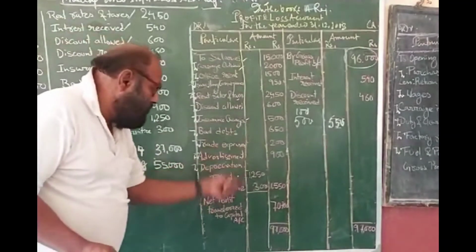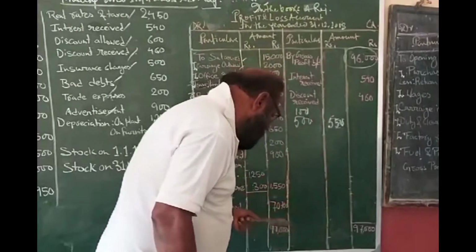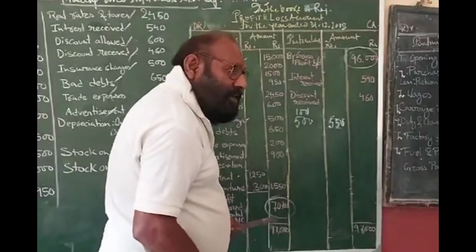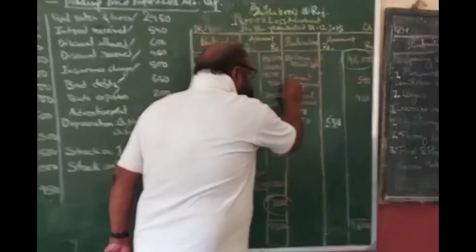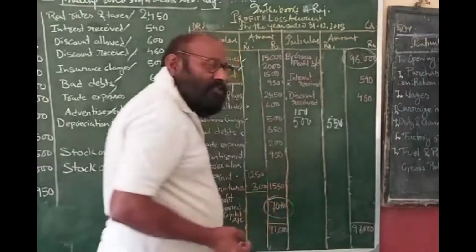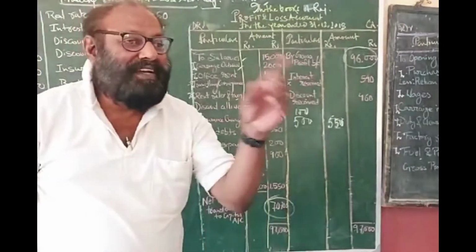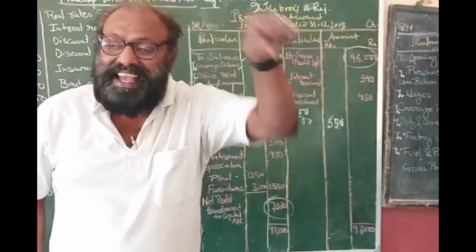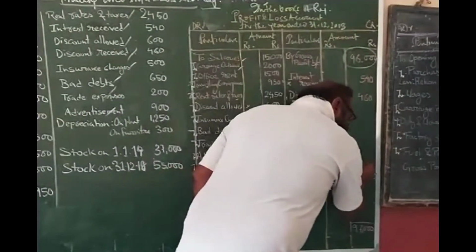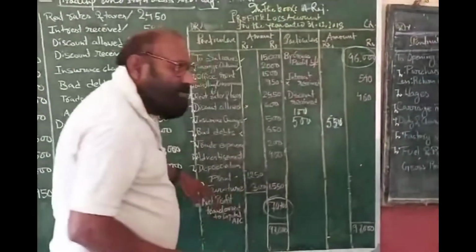But this is for your preliminaries, and from the difference between gross profit and these incomes, we have deducted all these expenses and we have got the net profit. Yesterday, what we did, we got the gross profit. From gross profit, we deducted administrative expenses and selling expenses, and we got trading profit, right? And this trading profit is carried over here, and here we have added the financial gain, and here we have deducted the financial loss.